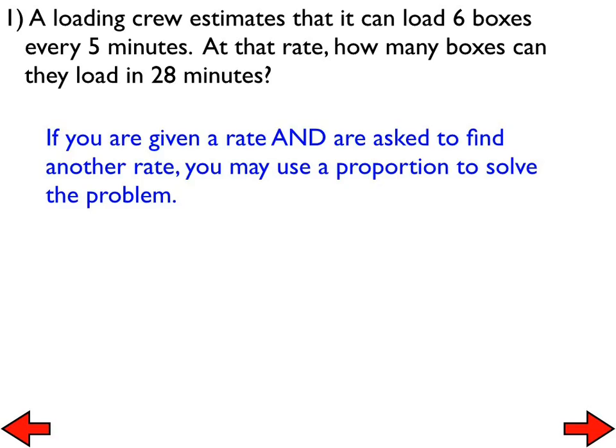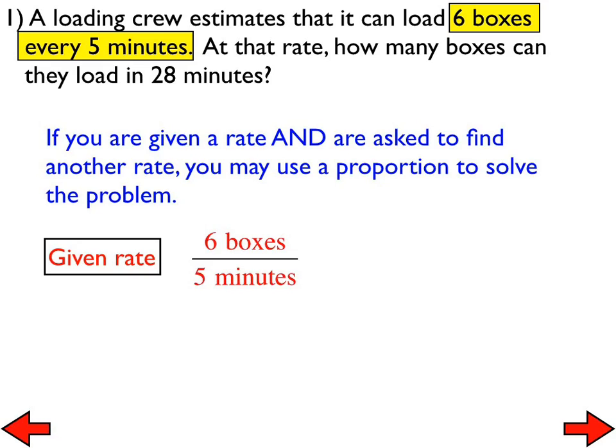In this problem, or any word problem, if you are given a rate and you are asked to find another rate, that's when you can use a proportion to solve the problem. And we are given a rate right there. 6 boxes every 5 minutes, that's a rate. And as I walked around, that's what most of you used for your first fraction.